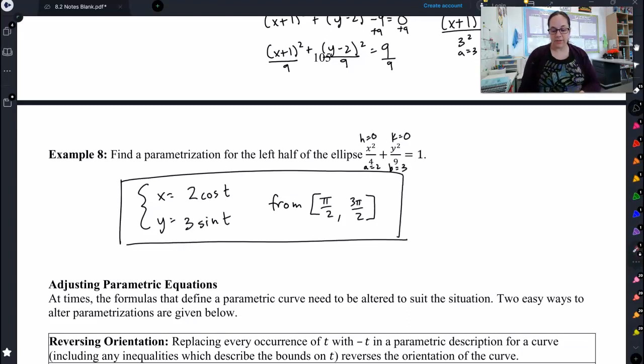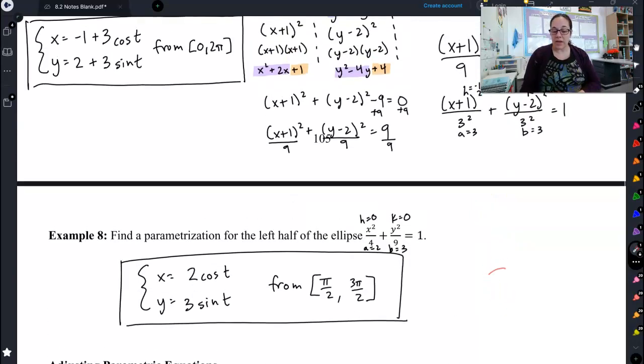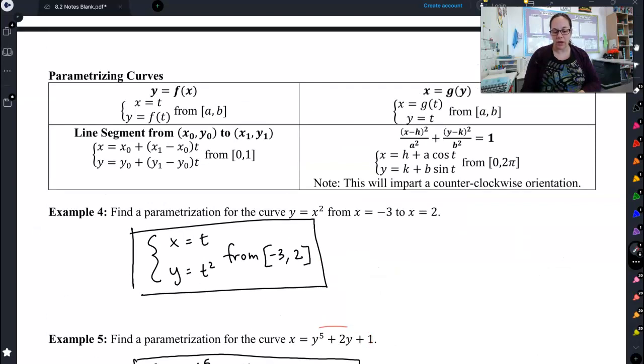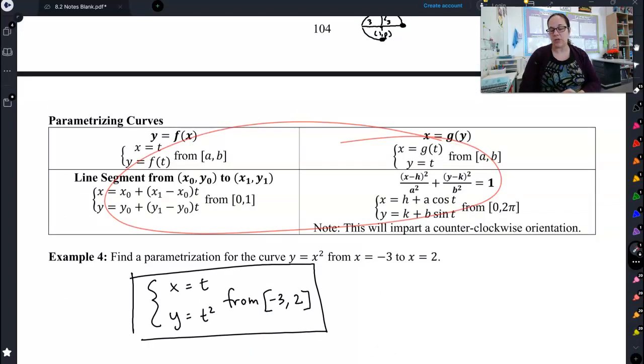Go ahead and check your work. So I got h and k are both 0 on top. A is going to be 2, b is going to be 3. Plug those into here. And if I want the left half of the ellipse, left half of the unit circle, goes from pi halves to 3 pi halves. So that's what I got there. So that is our last example for how to take an x and y equation and turn it into a parametric equation.